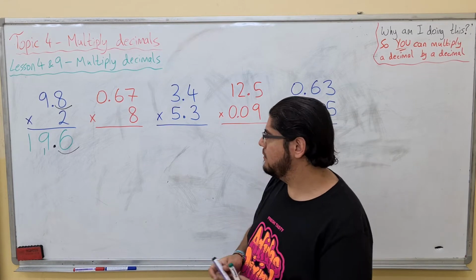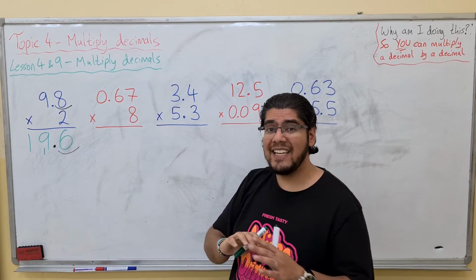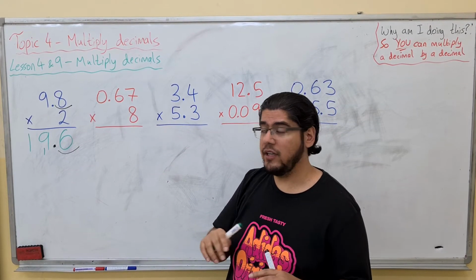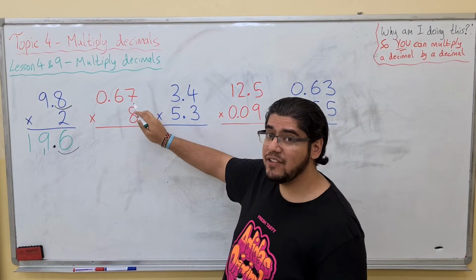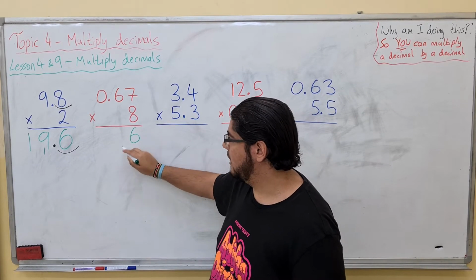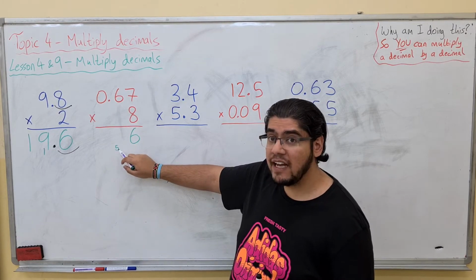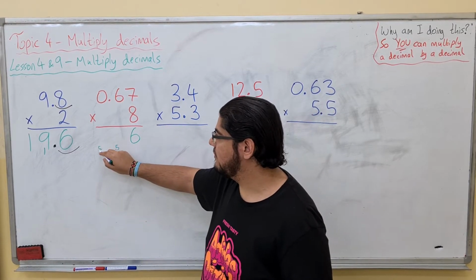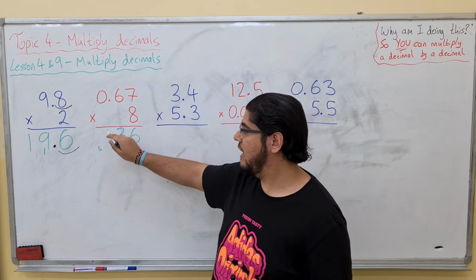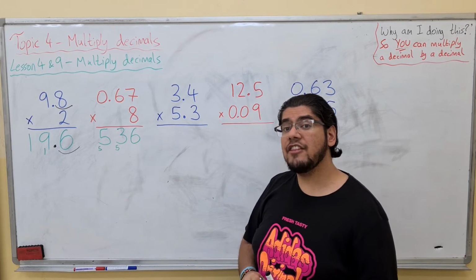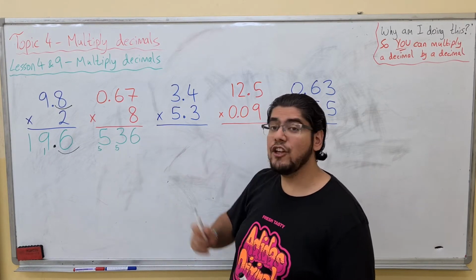Okay? Let's do another example. 0.67 multiplied with 8. Multiply as normal, ignore the decimal point. So this is 67 multiplied by 8. 8 times 7 is 56. So write 6 big, carry the 5. 8 times 6 is 48. Plus the 5 is 53. Carry the 5. Write the 3. 8 times 0 is 0. Plus the 5. So 536. So 67 multiplied by 8 is 536.